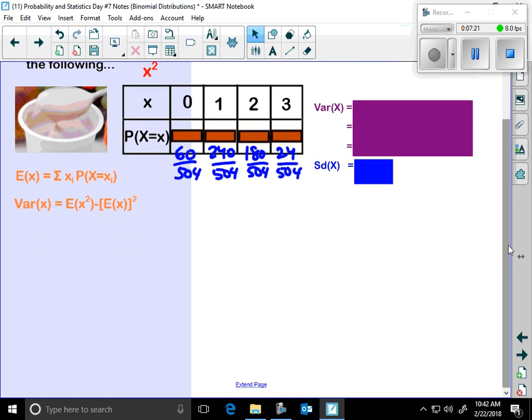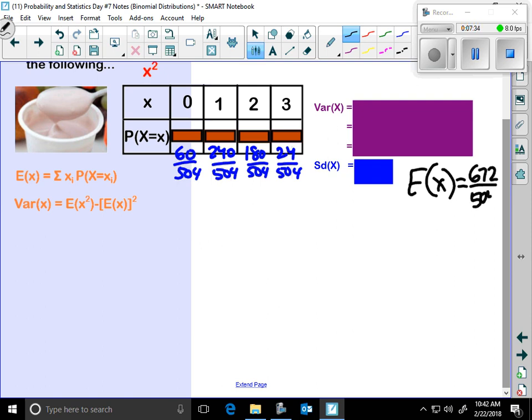Okay, so expected value we already found. Expected value we said was 672 over 504. The variance of the distribution will be E of X squared, the expected value of X squared, I'll talk about that in a moment, minus this 672 over 504 squared.